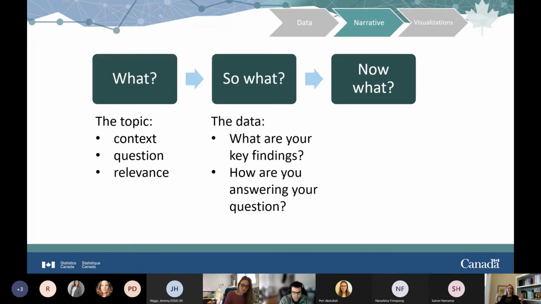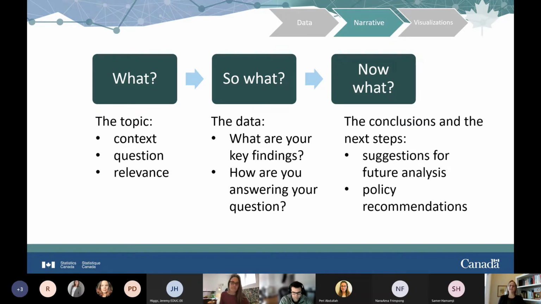The so what? Well, that's your data. Okay, so what are your findings? What are your key findings? Not what are all of your findings, because as I said earlier, at this point in the process, you're going to start to extract just the key findings or just the important key messages that drive the story that you want to tell. And how are you answering your question? That's the so what aspect of the data story.